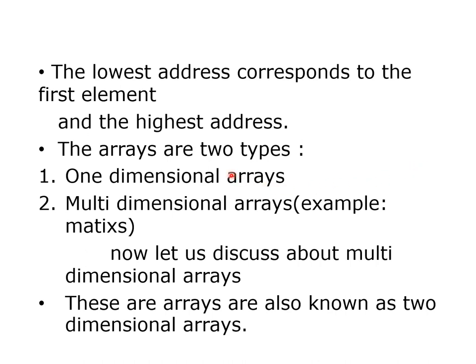Arrays are of two types, one-dimensional arrays and multi-dimensional arrays. Example, matrices. The best example of multi-dimensional arrays is multiplication and sum of two matrices. Now let us discuss multi-dimensional arrays.